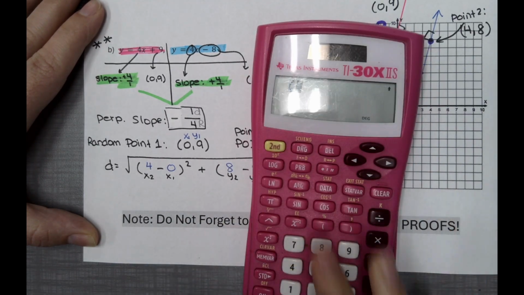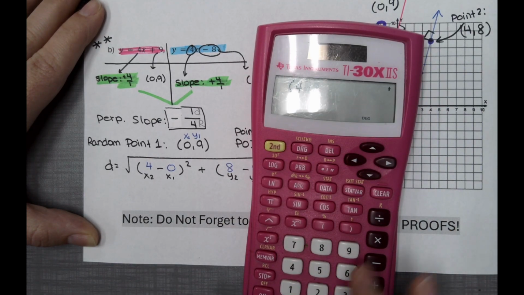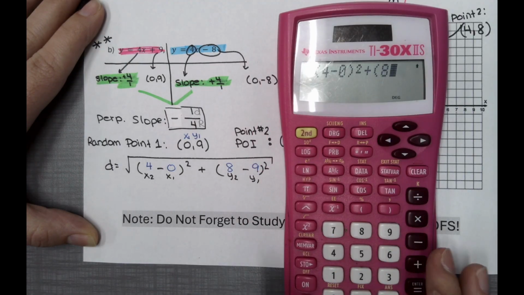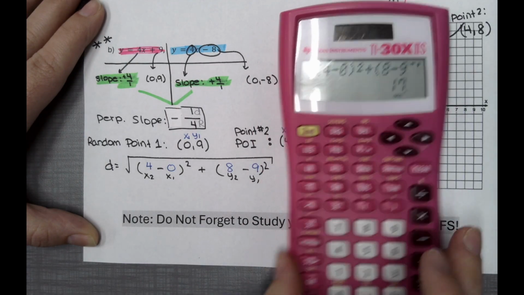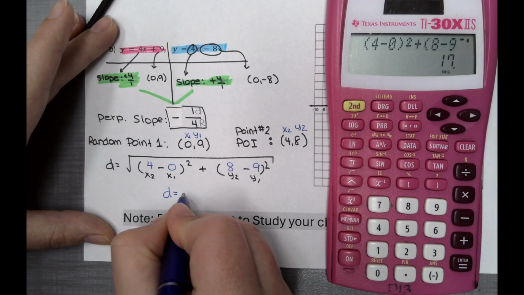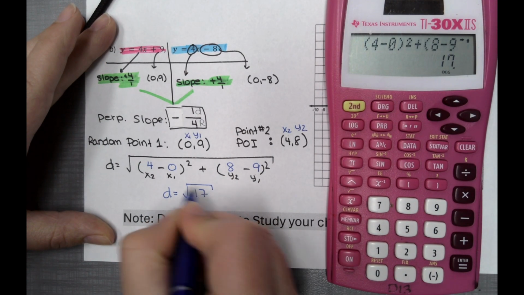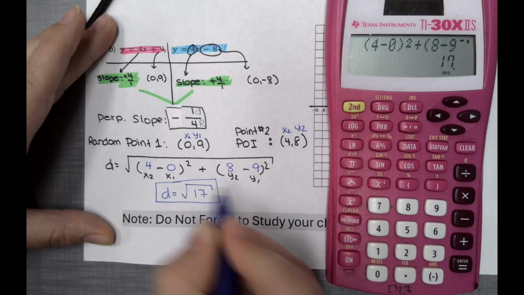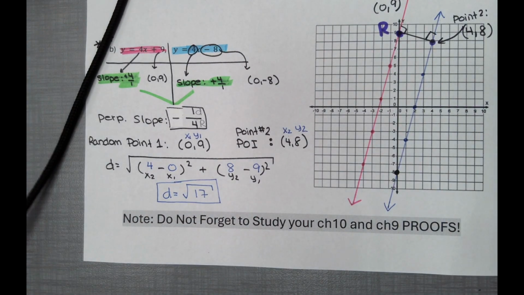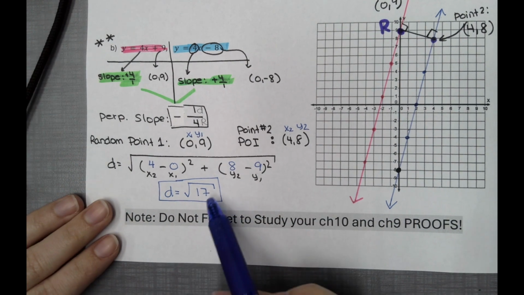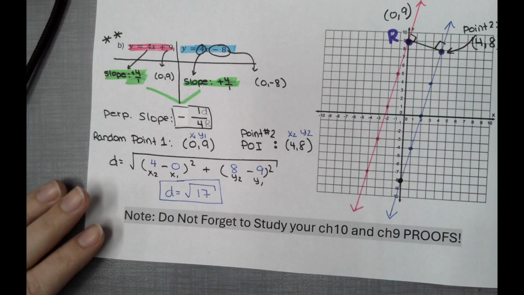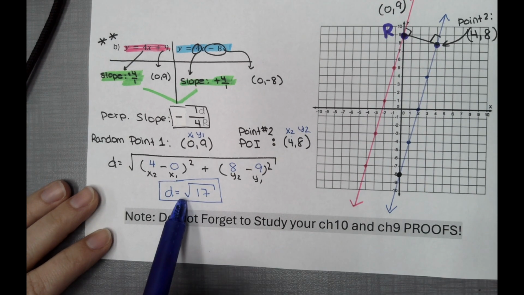Type that into the calculator. Open 4 minus 0, close it, square it, plus open 8 minus 9, close it, square it, and we get square root of 17. Again, sometimes we can simplify square roots, sometimes we cannot. The only factors, the only multipliers of 17 are 1 and 17. We are treating 17 as a prime number, so we cannot simplify 17. Keep it in the house, keep it in the square root.